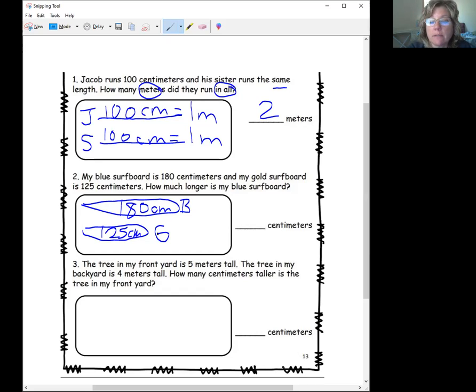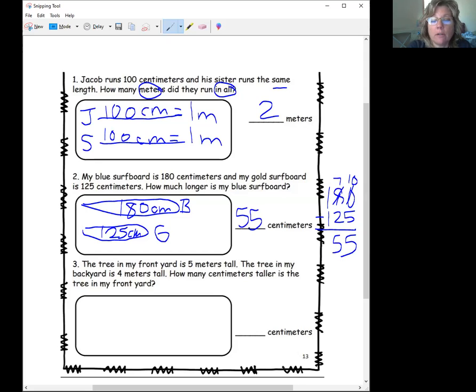And I know when I'm asked to compare two things, I'm going to subtract. So I have 180, take away 125. So I'm going to write that down, 180, take away 125. Borrow, regroup. 10 take away 5 is 5. 7 take away 2 is 5. And 1 take away 1 is nothing. So the difference between the two surfboards would be 55 centimeters. Does that make sense?